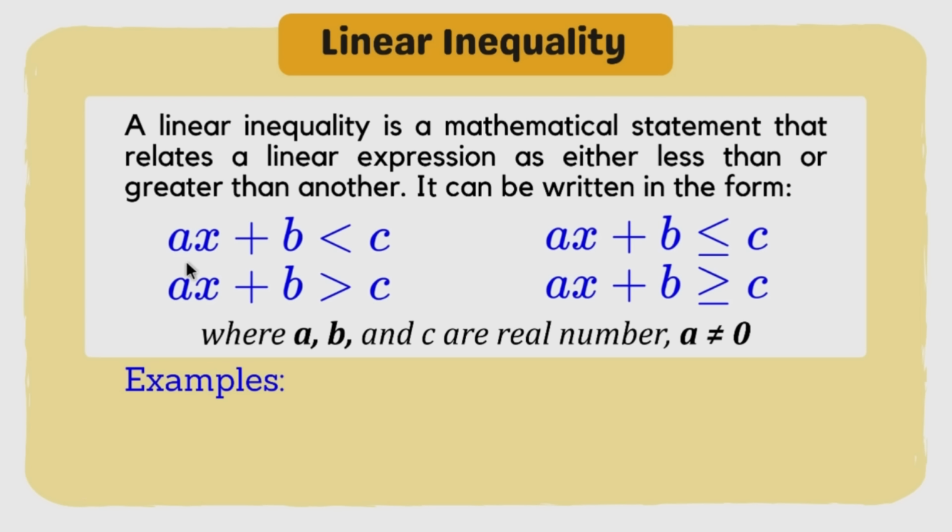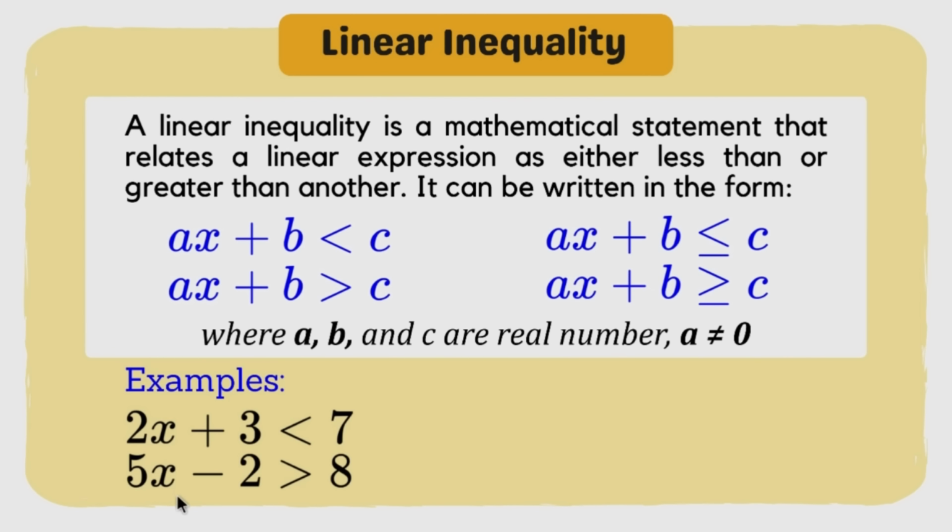Let's have some examples. We have here 2x plus 3 is less than 7, meaning yung a natin dito is 2, yung b natin is 3, and yan yung c natin is 7. Our variable is x. So here in our lesson, usually gumagamit tayo ng variable x, but you can also have different variables. Any letter po will do.